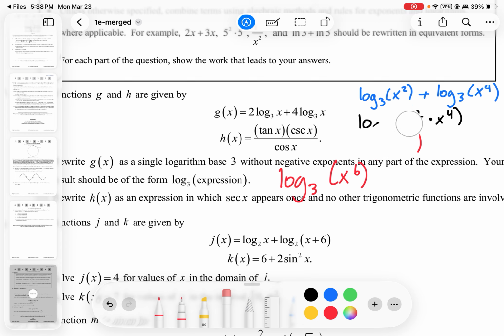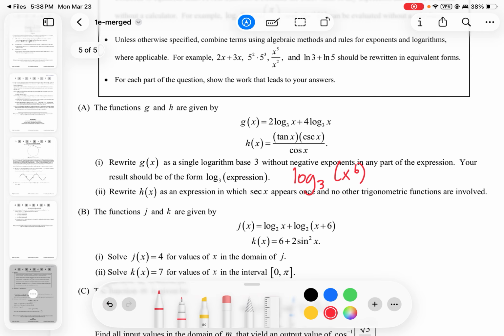I'm going to erase as I go here. You can always rewind the video if you need it, just so we have space. All right, this next one: rewrite h of x as an expression in which only the secant of x appears once, so that's important, and no other trig functions.